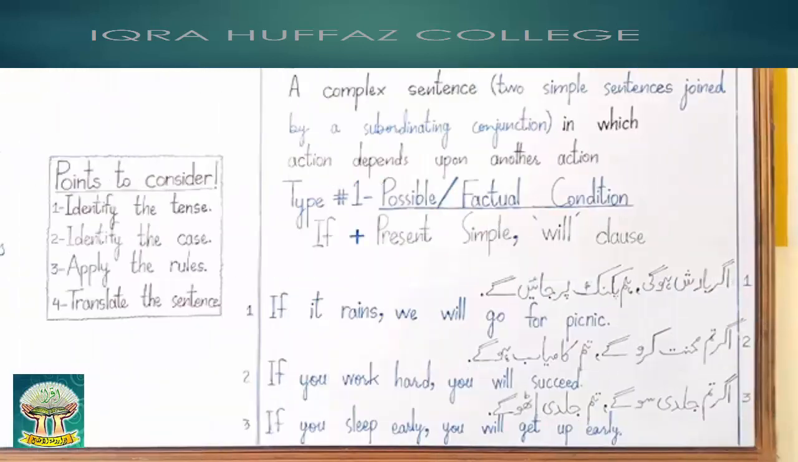Here you are with examples of type 1. You must remember the formula of present simple and will clause in type 1. Sentence number 1, अगर बारिश होगी हम पिकनिक पर जाएंगे. You know, we always use present simple with if, and in the next clause we use future simple. If it rains, we will go for picnic.